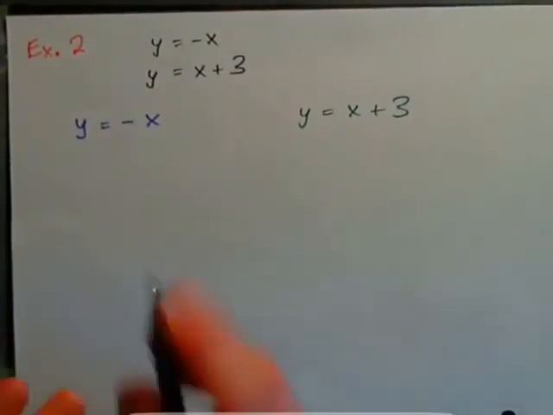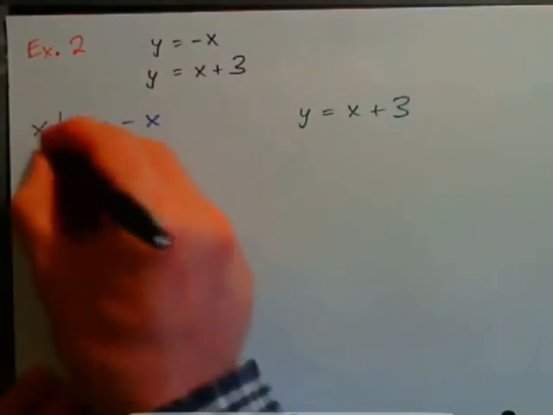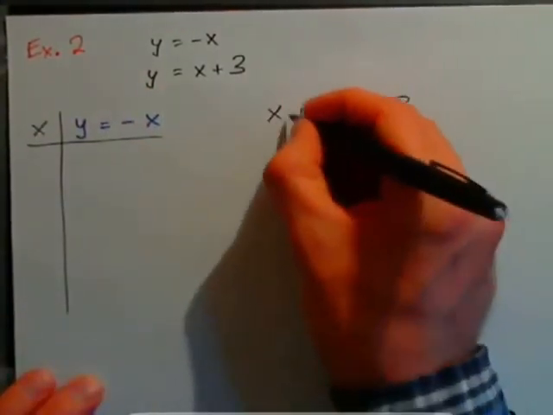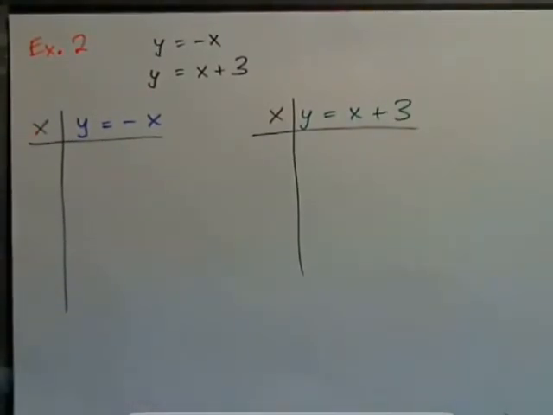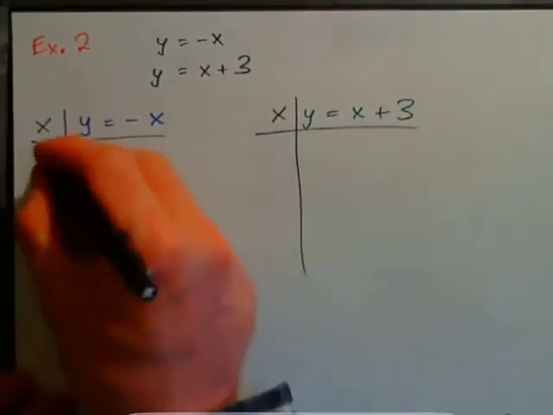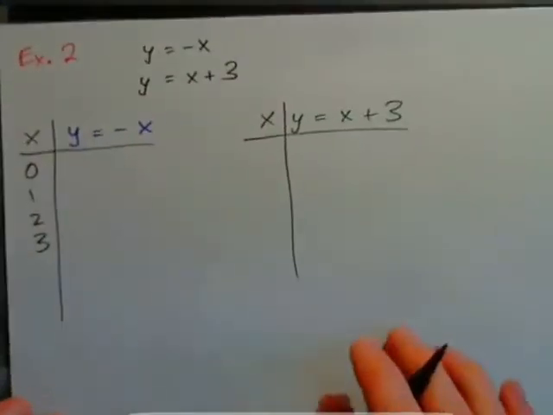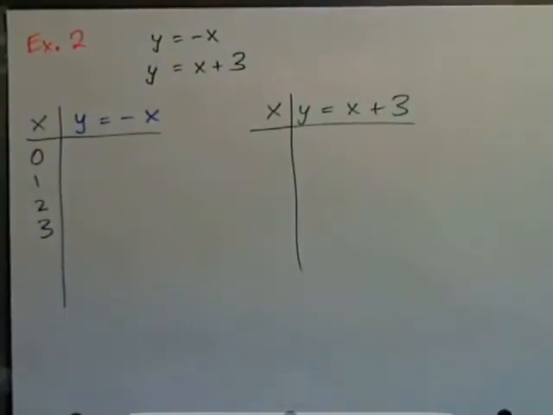How do you make a table? You do this. Put an x here, do a line down. And do it for this one as well. So we need to make two tables and graph two separate lines. Take your time and don't make a mistake. So what do we plug in for x? Well, I just advise you to plug in 0, 1, 2, 3, I would say, and then go from there.